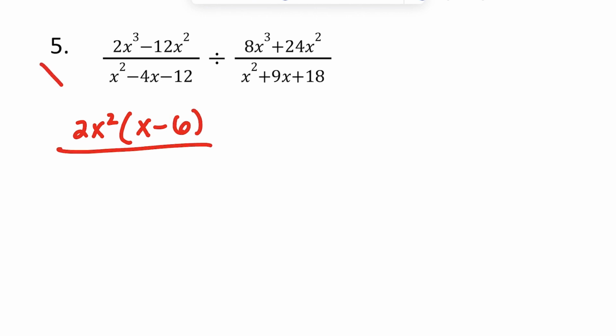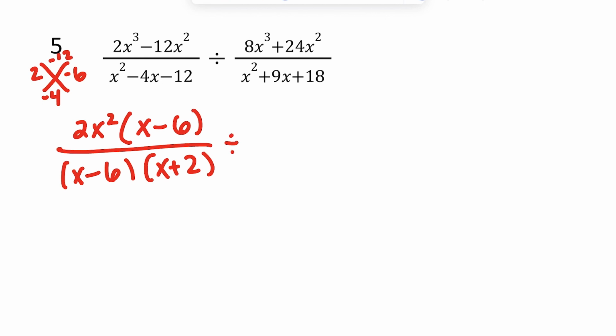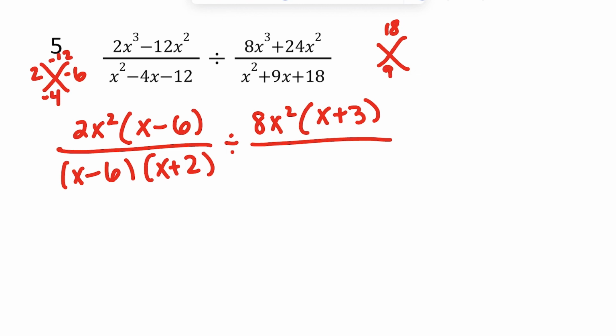Over, in the denominator, two numbers that multiply to -12 but add to -4 would be -6 and 2. So I get x minus 6 times x plus 2. Divided by, in the numerator, I'm going to factor out an 8x squared. And I'm left with x plus 3. Over, in the denominator, multiply to 18 and add to 9 would be 6 and 3. So I get x plus 6 times x plus 3.